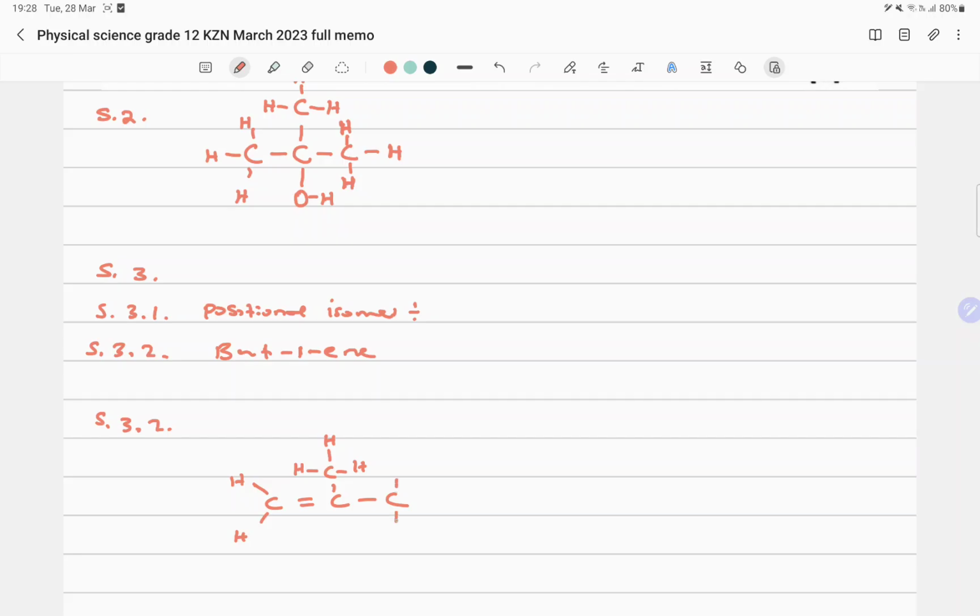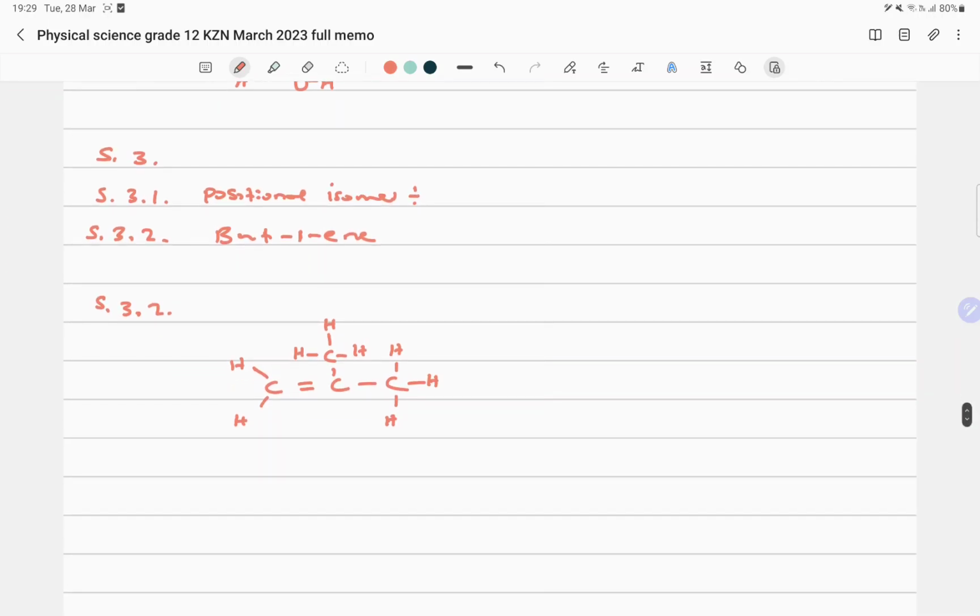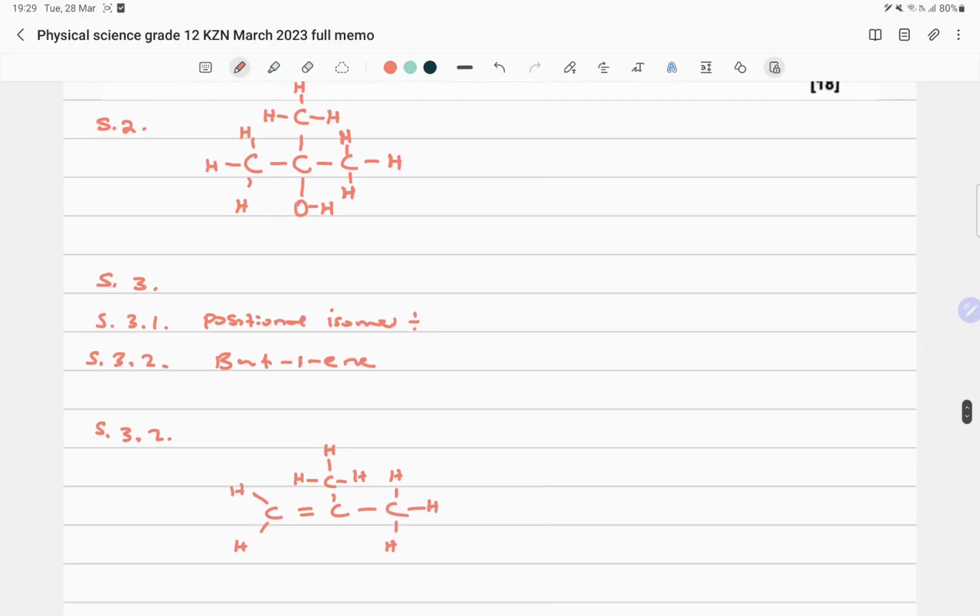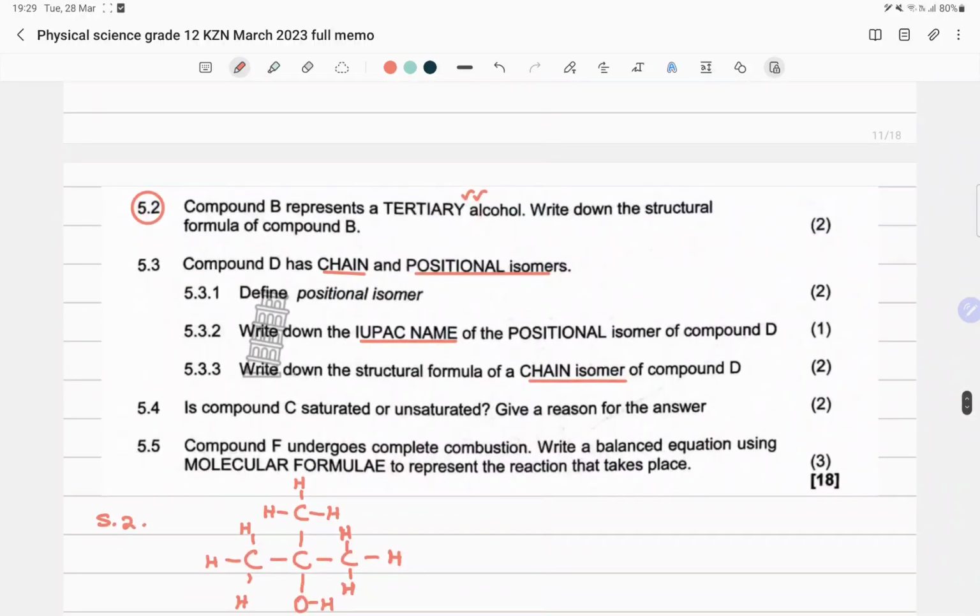So we've got it all covered now. You see, this is the chain isomer right there. Why do we say chain? Looking at the chain, they are not of the same size. The other one is longer, the other one is shorter. So that's why it's called a chain isomer. Not a problem, guys. Did they say structural formula though? Yes, write down the structural formula of the chain isomer of compound D.